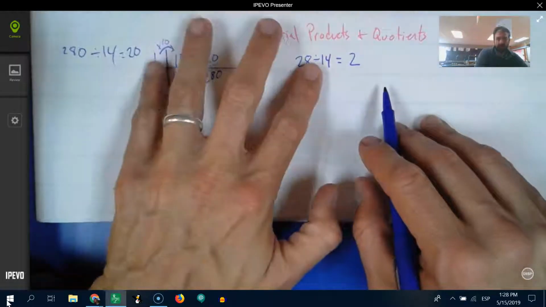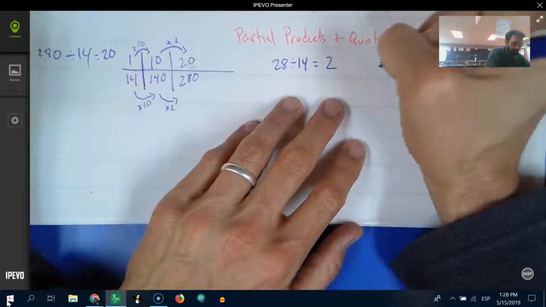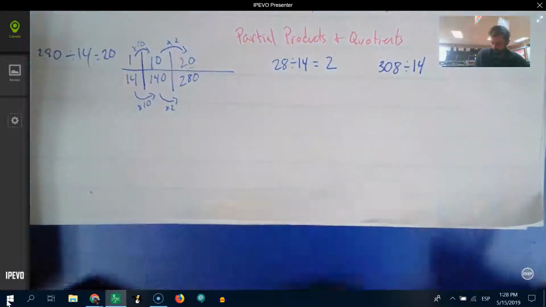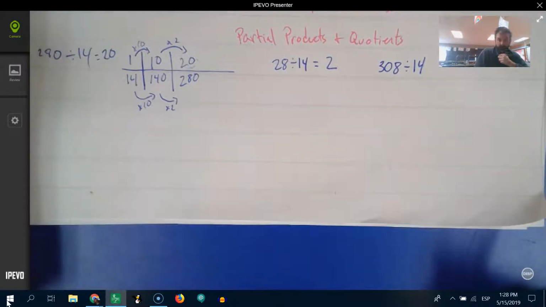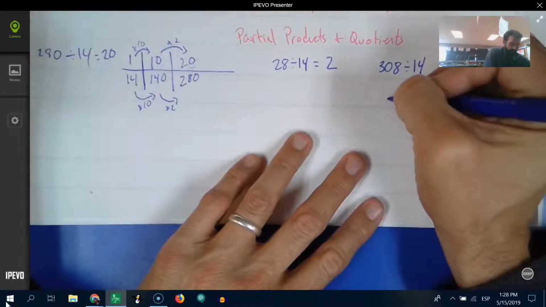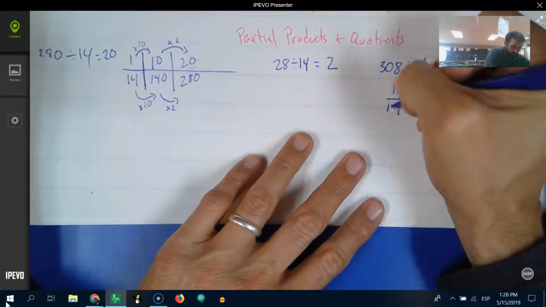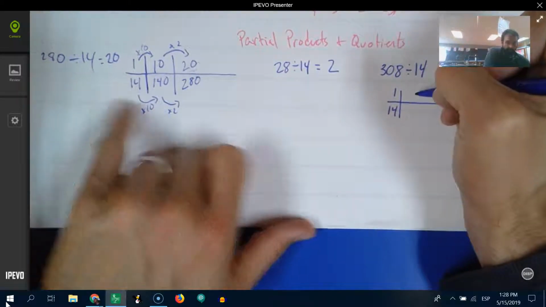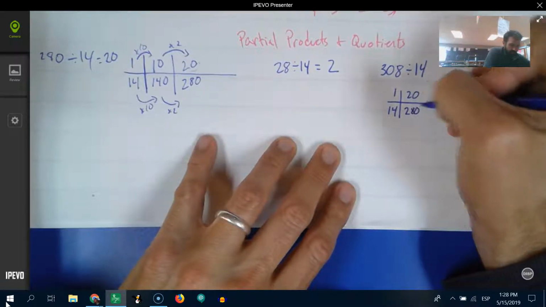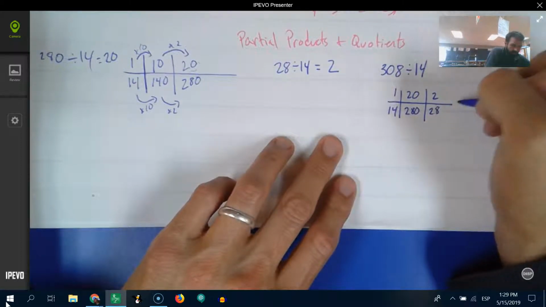Okay, so thinking about these two things, if I were to ask you to figure out 308 divided by 14, what would you do? Pause it and think about it and try to figure it out. So maybe what you did is you saw that in the first problem we did, when we had 20, we were left with 280. With this one, we know 2 is equal to 28.